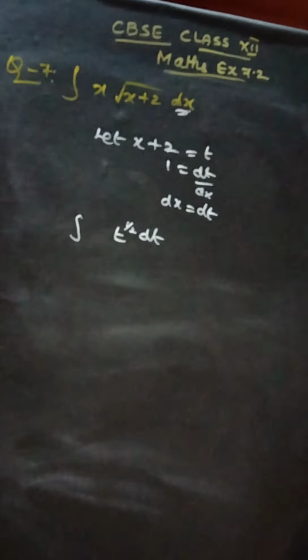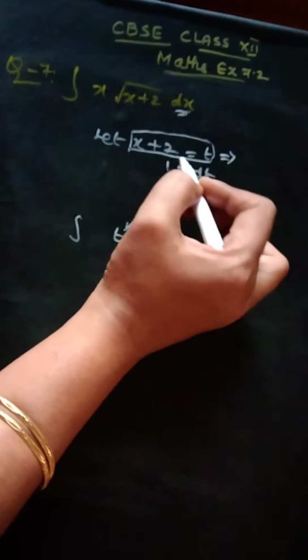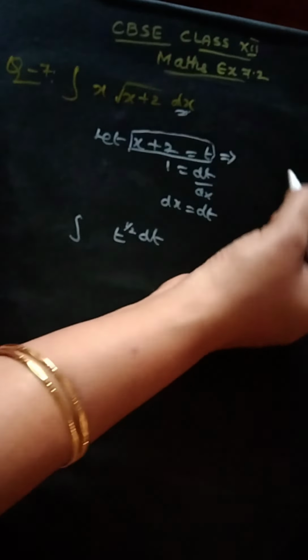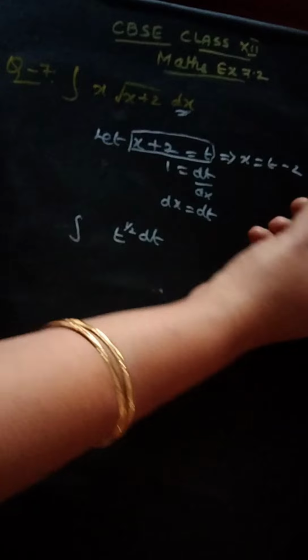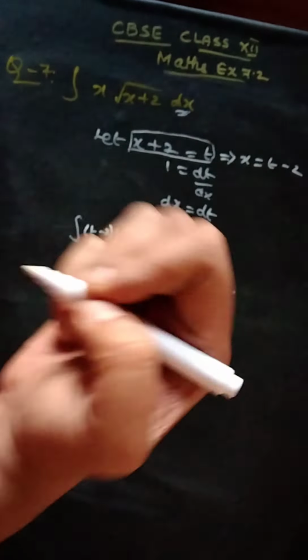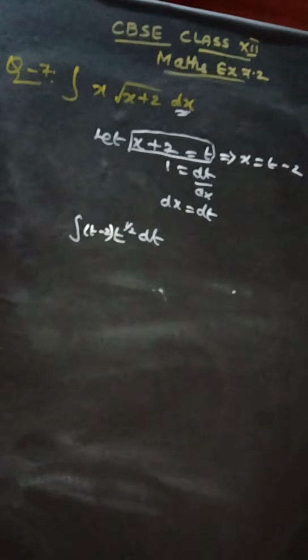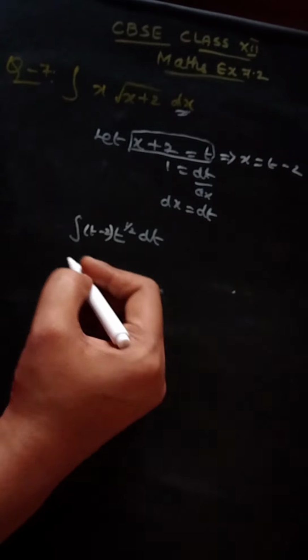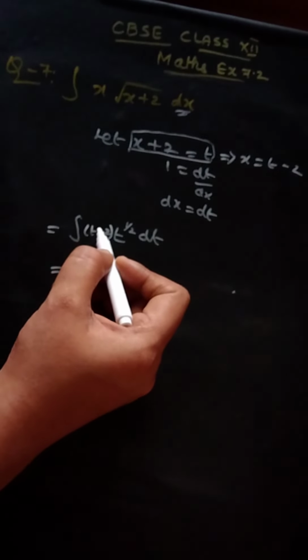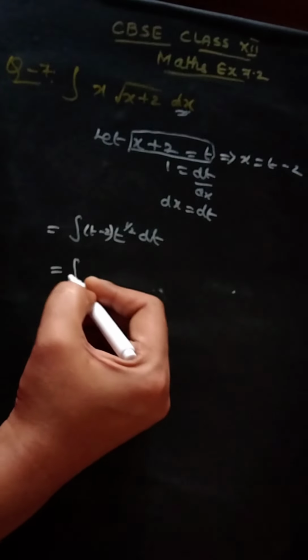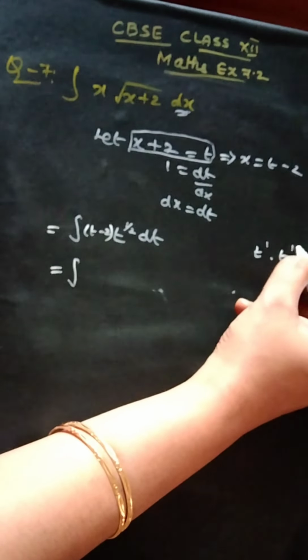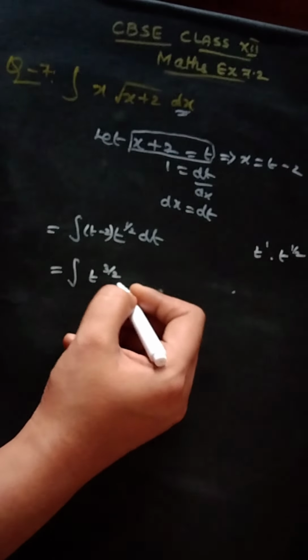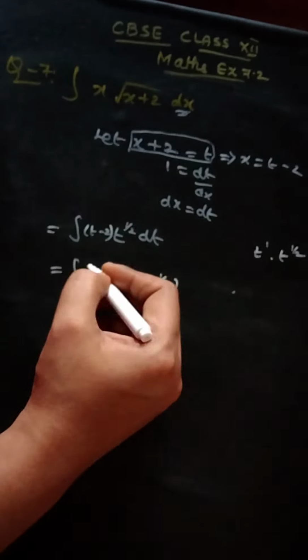So what we have to do for x? Do we have a separate term for x here? No. What we do is, from this equation, find what is x. Take this plus 2 to the other side. So x is equal to t minus 2. So that is what we are going to replace, replacing all the terms of x as t. Now multiply t power half inside. So already power 1, if you don't mention any in the power, 1 plus half, same base, we add the powers. So t power 3 by 2 minus 2 into t power half dt.